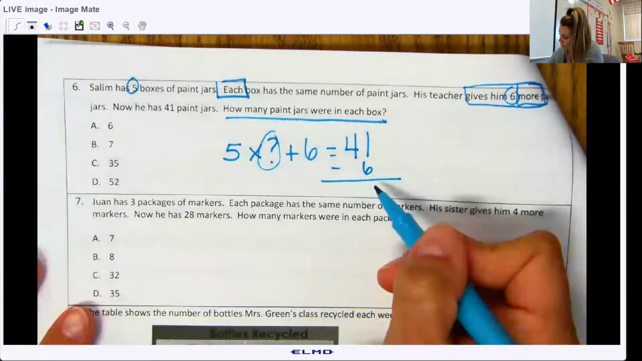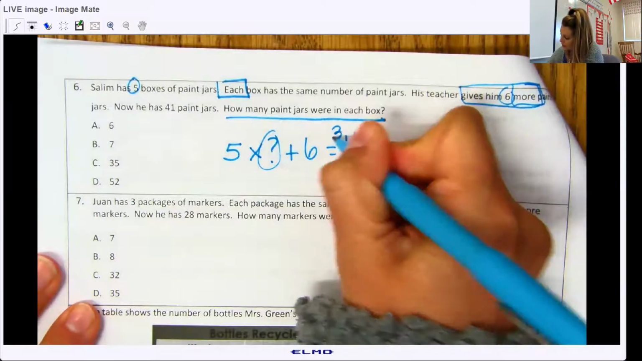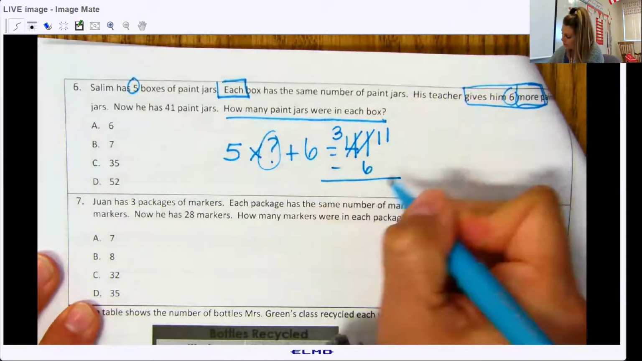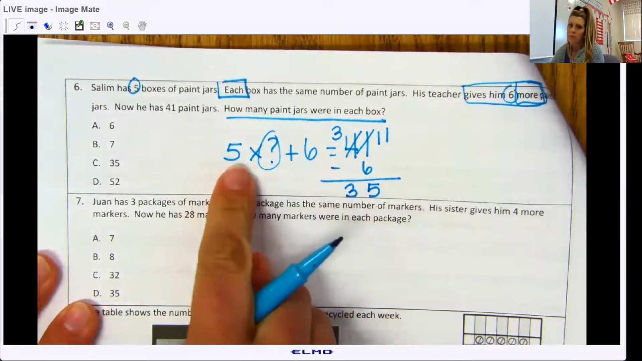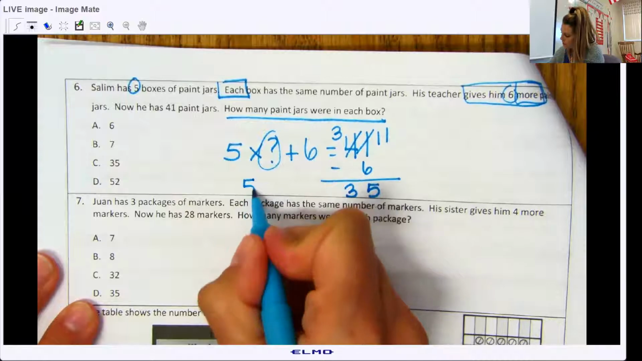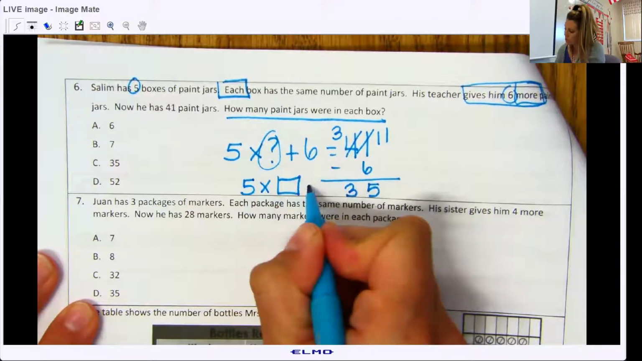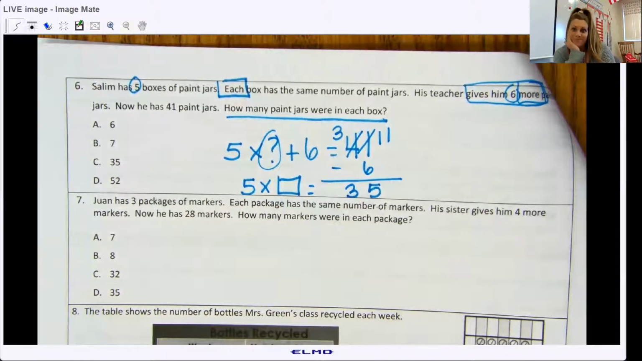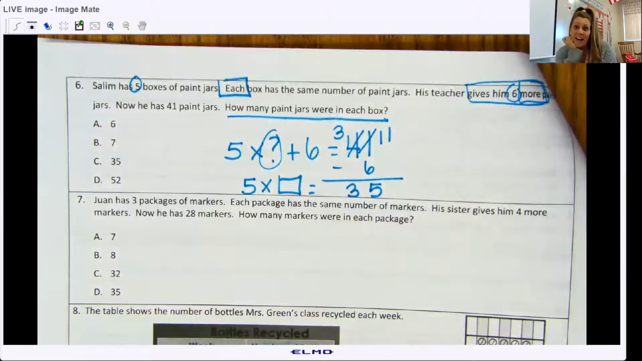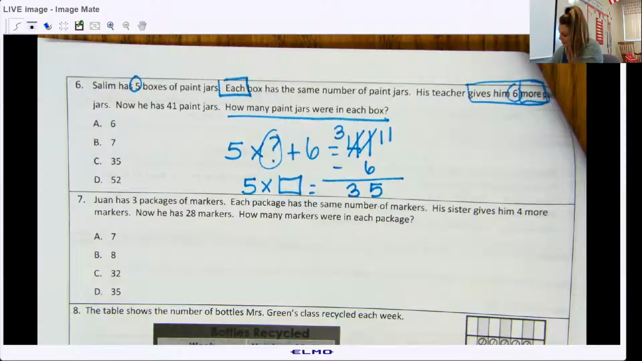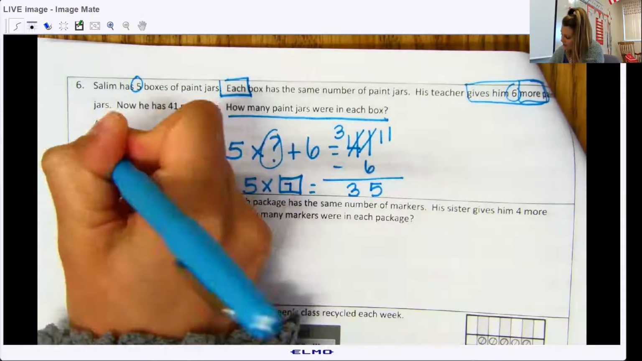Okay, well, there's more on the floor. Go next door and get 10 more. 11 minus 6 is 5. Bring down the 3. Oh, does this make more sense now? 5 times blank equals 35. Do you see that answer choice? 5 times what equals 35? How many paint jars were in each box? 7. You should have picked 7.